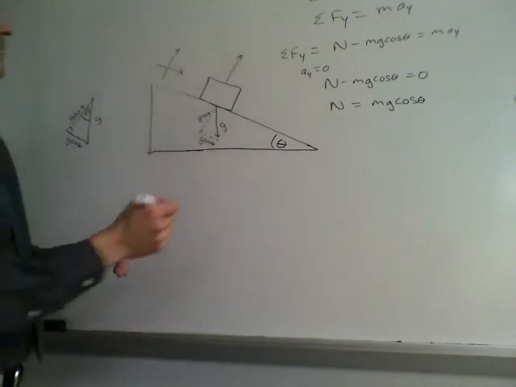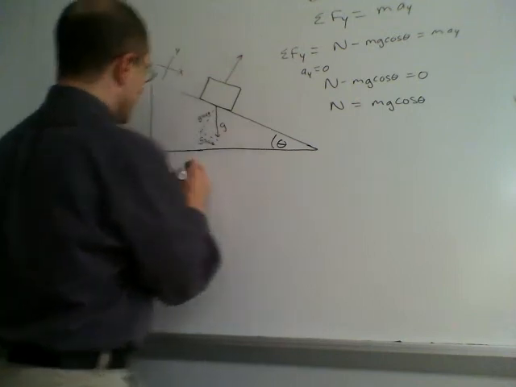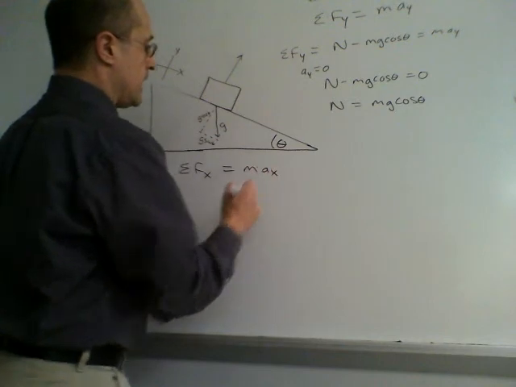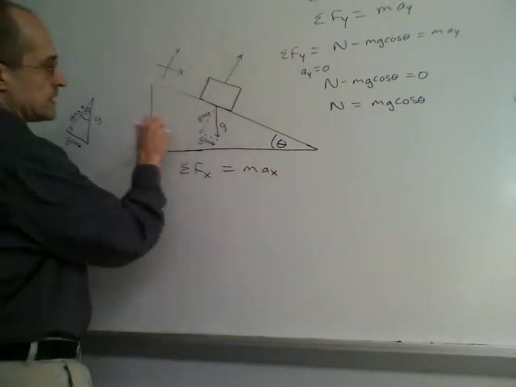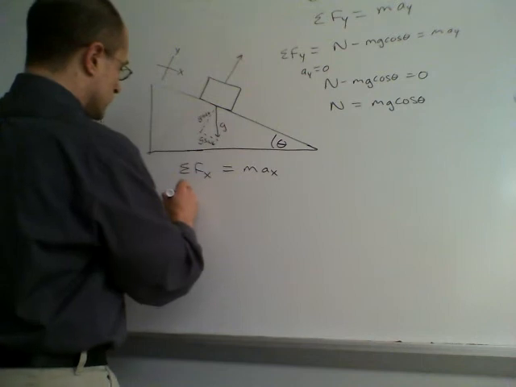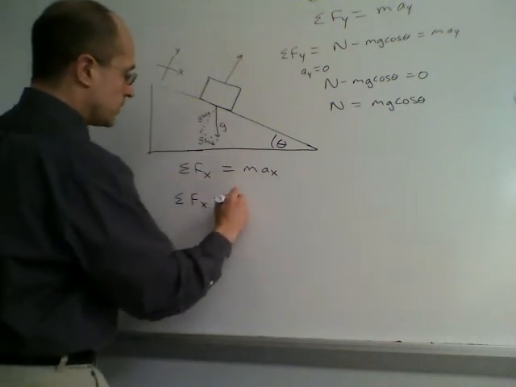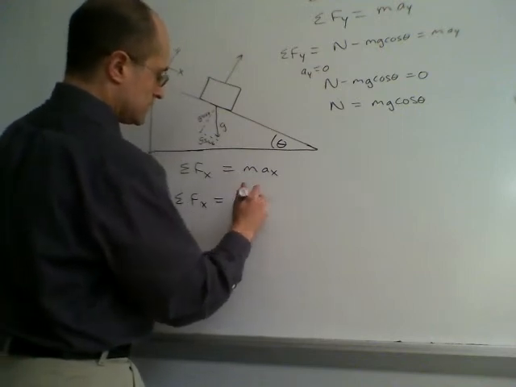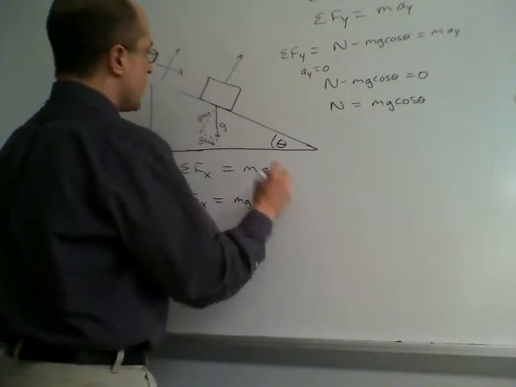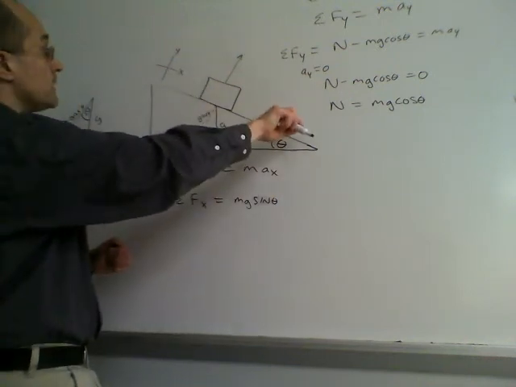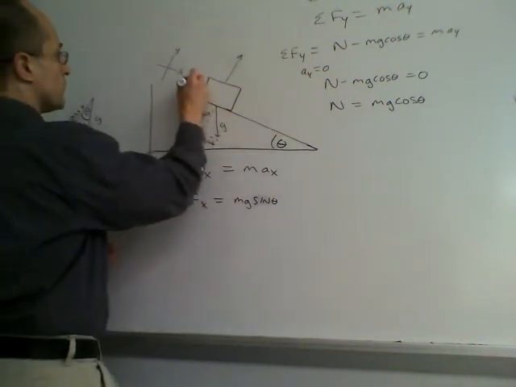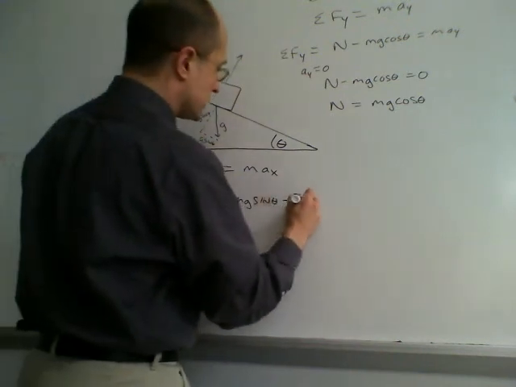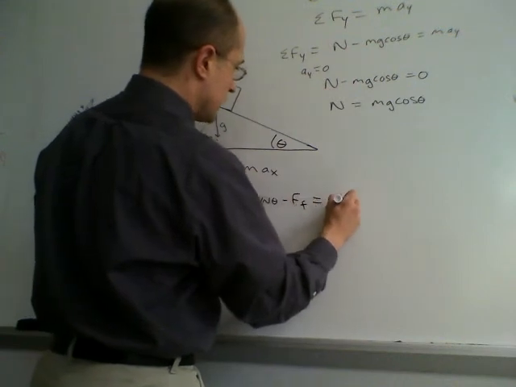So what happens in the x? When we sum the forces in the x, that's going to be equal to max. So we have mg sine theta pulling it down. I apologize, sine theta, this is cosine. We have mg sine theta pulling it down, and we have a frictional force holding it back. So we're going to put in minus the force of friction equals max.